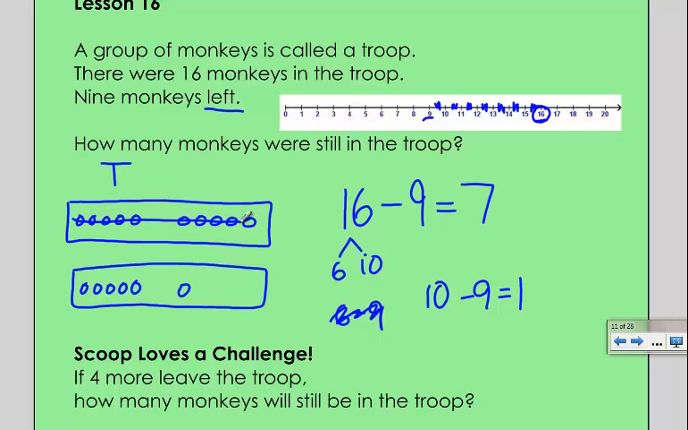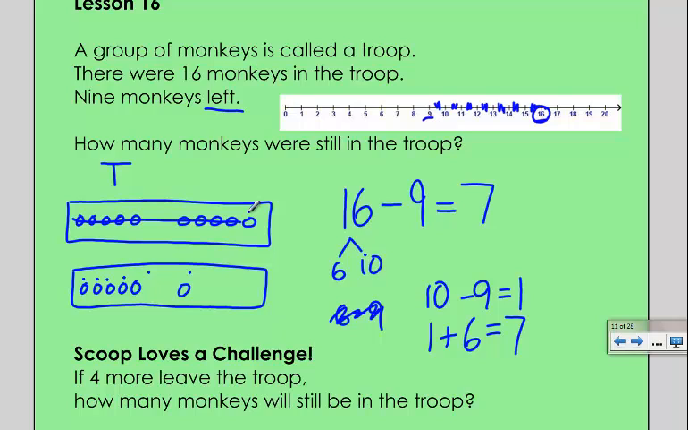Now what do I have left? I have 1 left in my 10 frame in my 5 row group, and then I still have 6 left down here. So really I have a second problem that's an addition sentence. 1 plus 6 tells me that I need 7 to go from 9 to 16. And if I go back and count again, I see I've got 1, 2, 3, 4, 5, 6, and then 7. So 16 minus 9 makes 7.